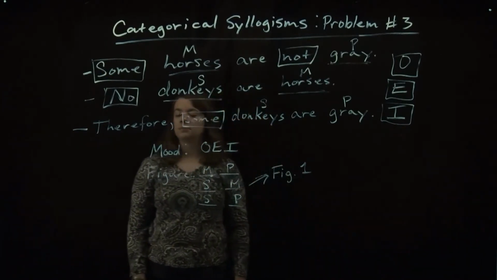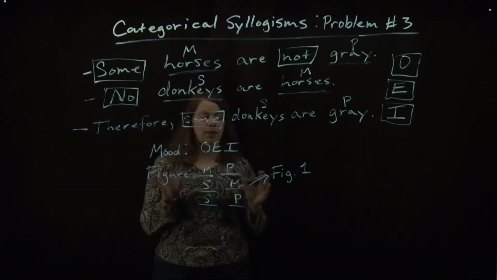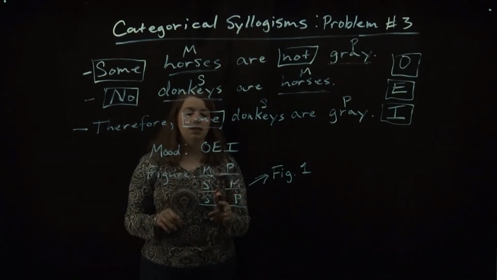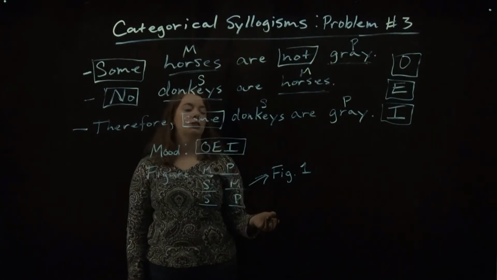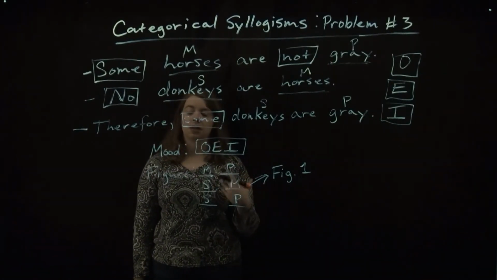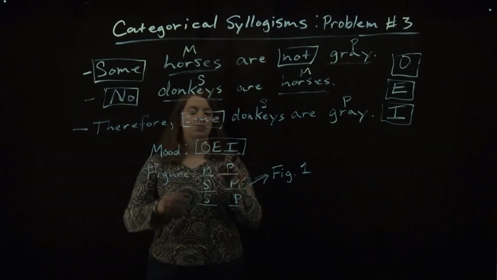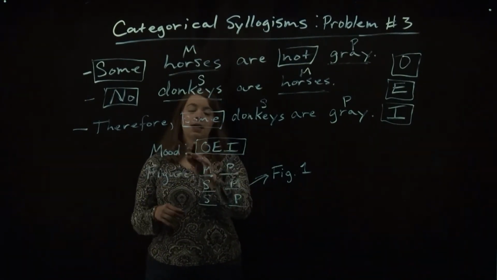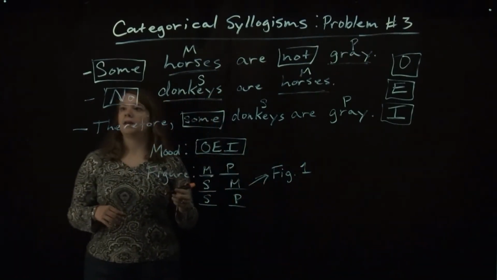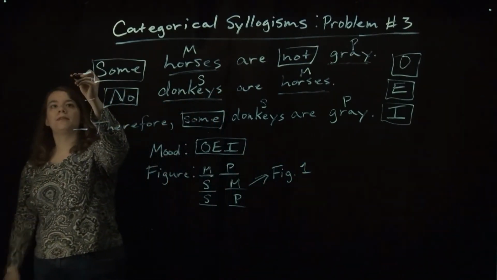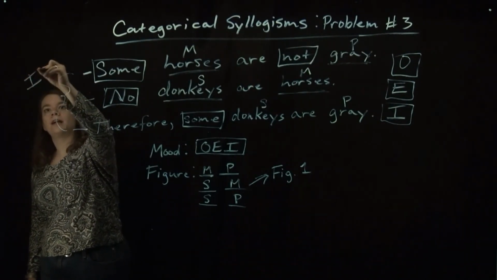All right. Looking at the chart, we can see almost immediately that because of the mood of this particular syllogism, this syllogism cannot be valid. It's invalid, because there are no valid syllogisms that have this particular mood of OEI. So we can conclude from all of this that this particular syllogism is an invalid syllogism.